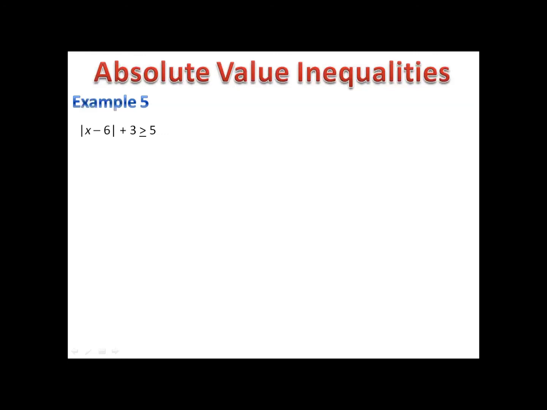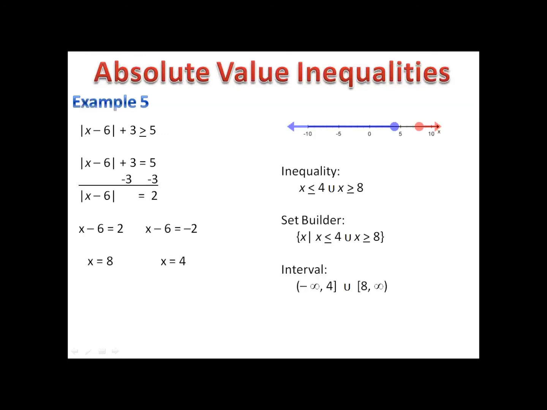Let's see how you did. We began here by rewriting our inequality as an equation, subtracting 3 from both sides, and that gave us our absolute value of x minus 6 by itself. Now we write our two equations, and we solve those, getting 8 and 4. We plot the numbers 8 and 4 on the number line, and they're closed circles because our original inequality was greater than or equal to. Now we do our test points to find out where we shade, and then we can write our inequalities.